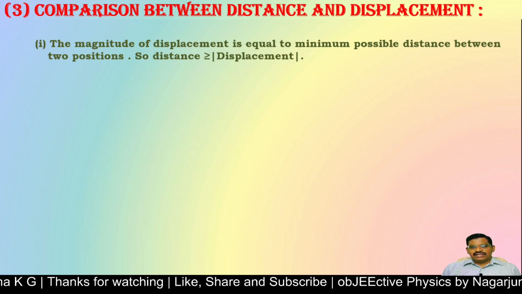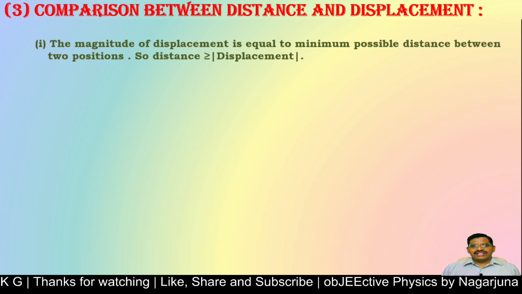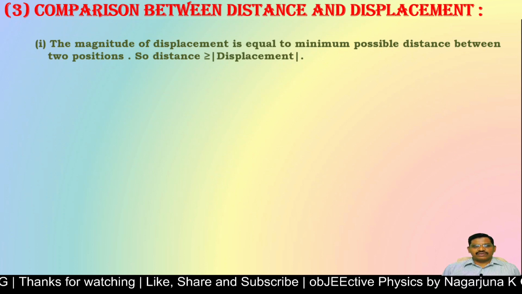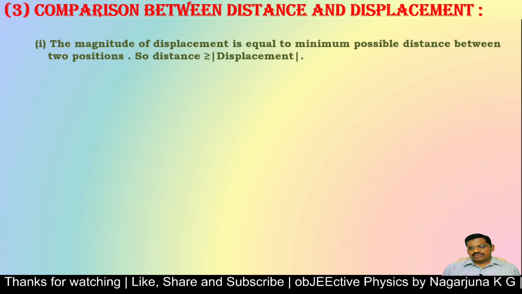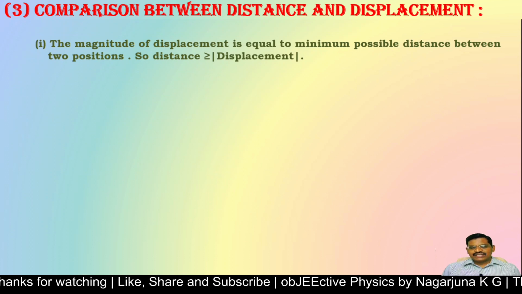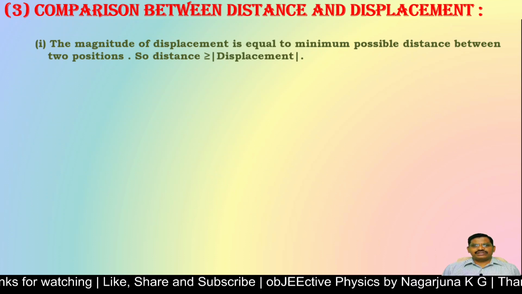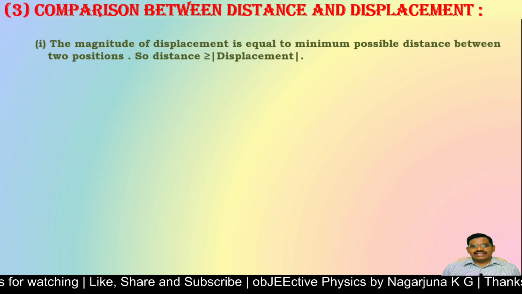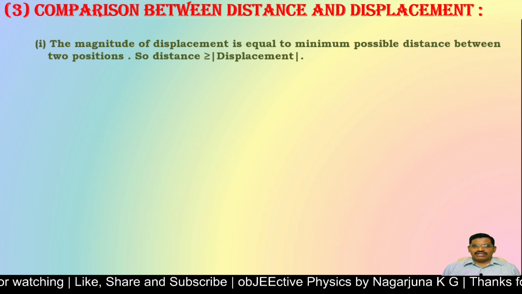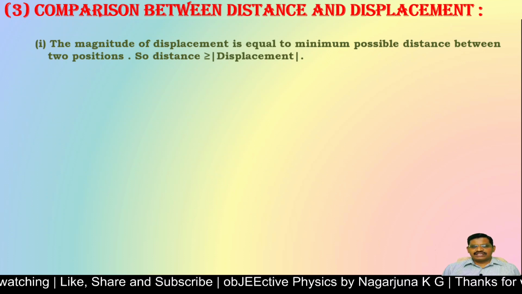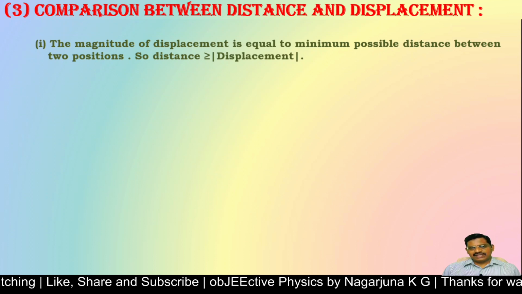If a particle is travelling along a straight line path from one position to another, in case of straight line motion, distance is equal to displacement. In all other cases, distance is greater than displacement.